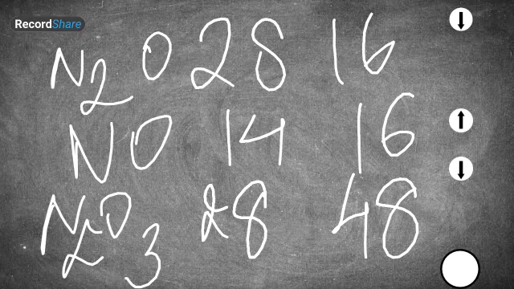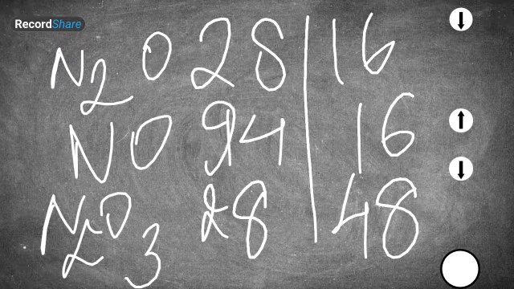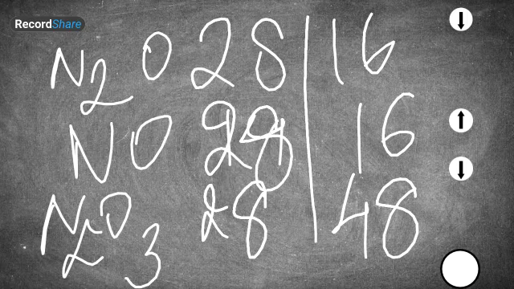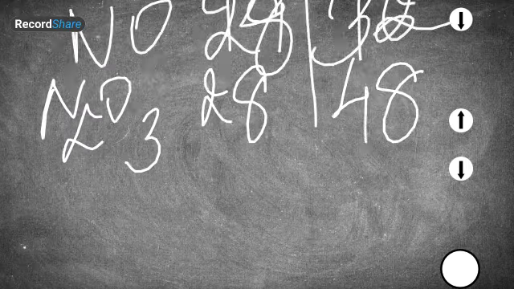But according to this law, if we fix the weight of one element, then the other element will remain in a simple whole number ratio. This you have to remember. For example, if we fix the weight of nitrogen at 28 only, then you can see that the weight of the oxygen will also double here. It will become 32. Let me give you an example.